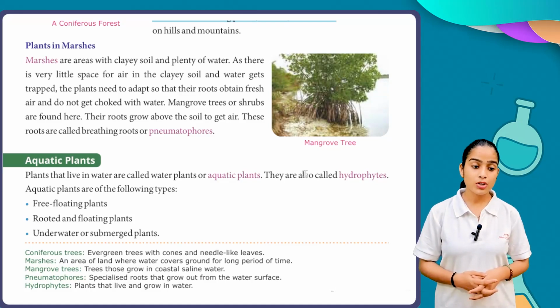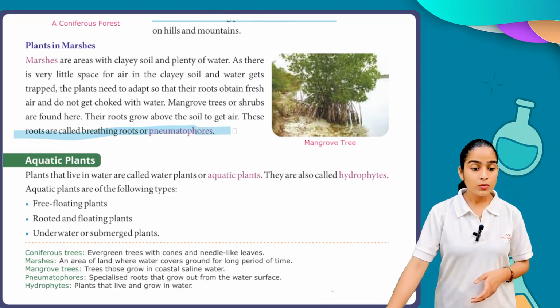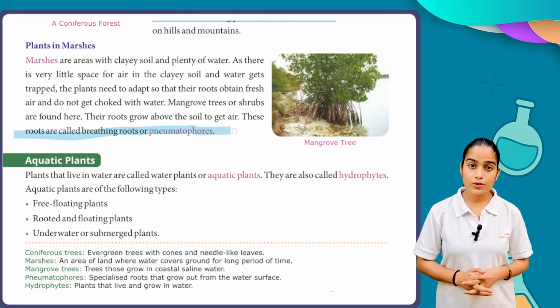Mangrove trees or shrubs are found here. Their roots grow above the soil to get air. These roots are called breathing roots, pneumatophores. So what do we call them?